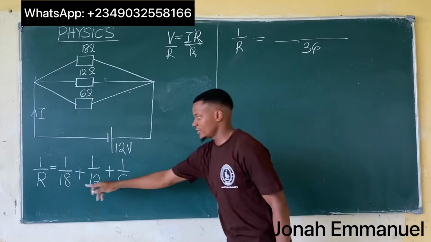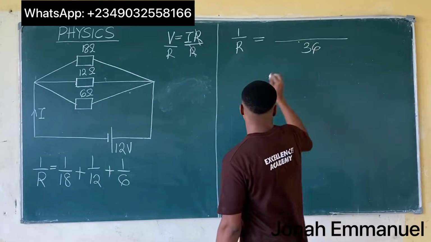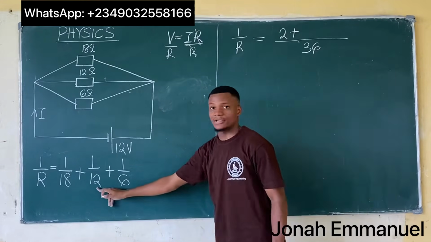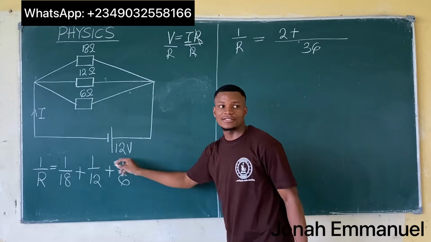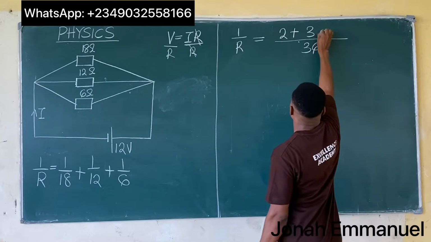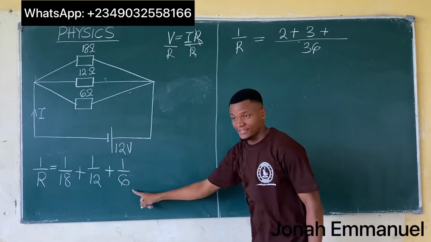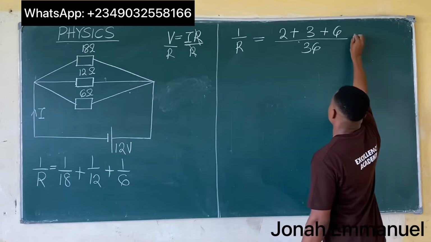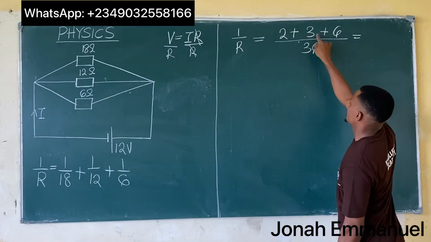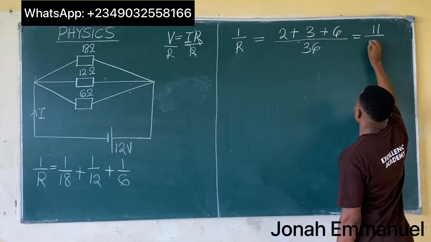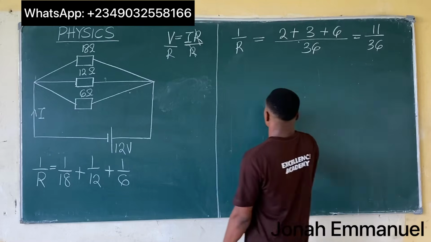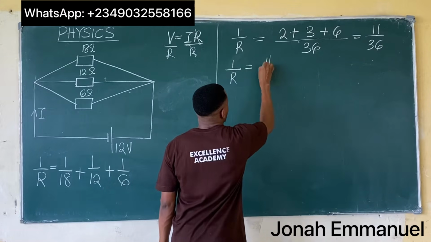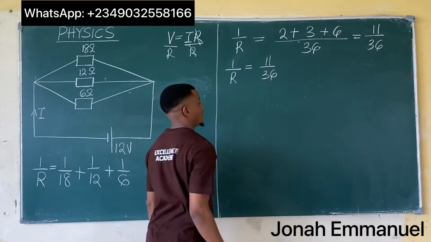36 divided by 18 gives you 2. 2 times 1 is 2. So I have 2 plus 36 over 12 is 3. 3 times 1 is 3. So I have 3 plus 36 over 6 is 6 times 1 is 6. So I have 6 there. So this is equal to 5 plus 6. That gives 11 over 36. So 1 all over the equivalent resistance is equal to 11 over 36.